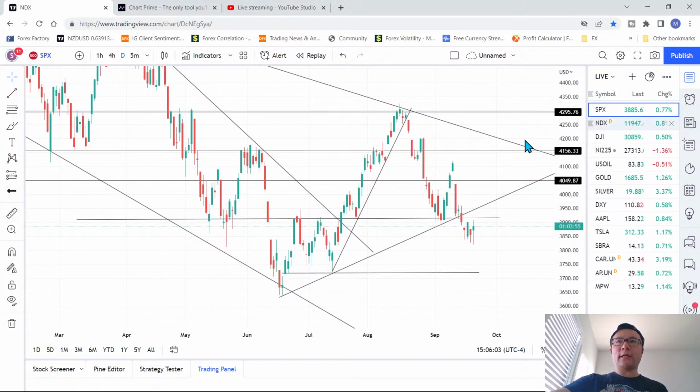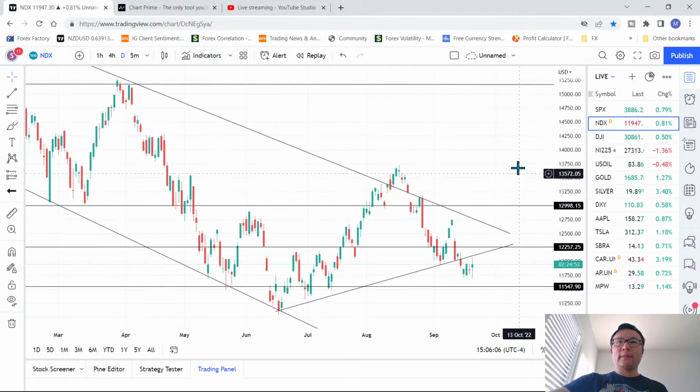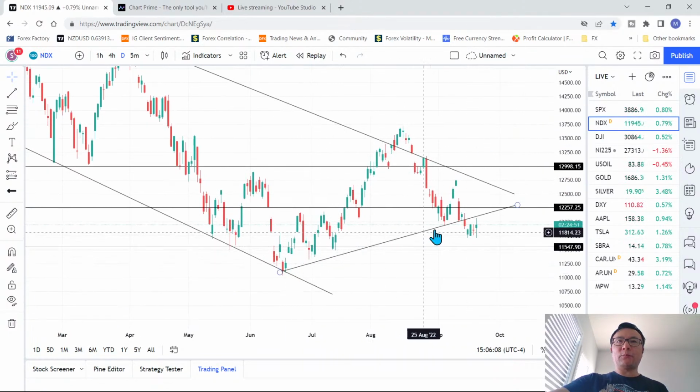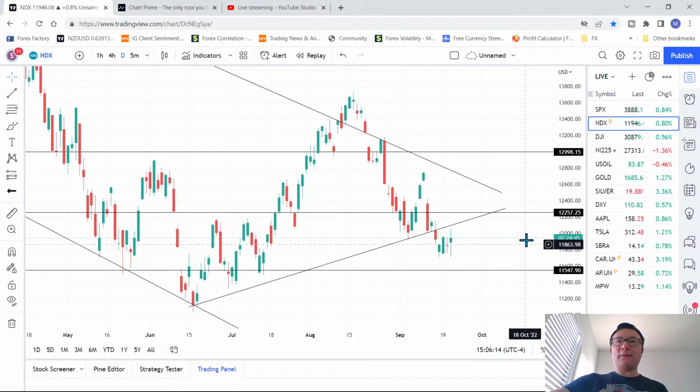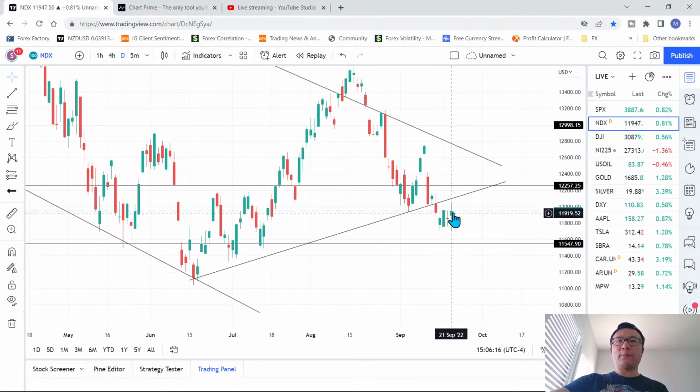Now, if you take a look at the NASDAQ, same thing. It has broken this upward trend line here and broken down. So if you think about it, we're kind of chopping, just going sideways in a downward direction. But if we see the Nasdaq and the S&P go higher, we're going to look for opportunities on the upside.